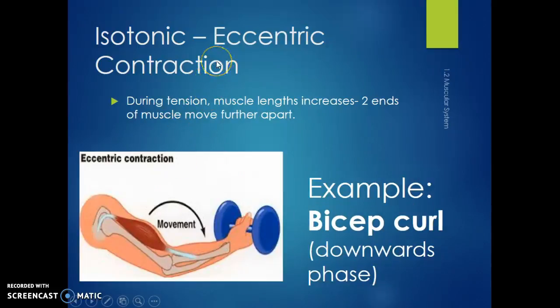So when looking at an eccentric contraction, this just means that the muscle length will increase, so the two ends of the muscle are moving further apart. So in the upwards phase, these muscles were coming closer together and shortening, and in this movement, they're contracting, but they're also lengthening. So an example can be shown from the bicep curl, which in the downwards phase, it is the biceps brachii that are still contracting, however they are lengthening as opposed to shortening.